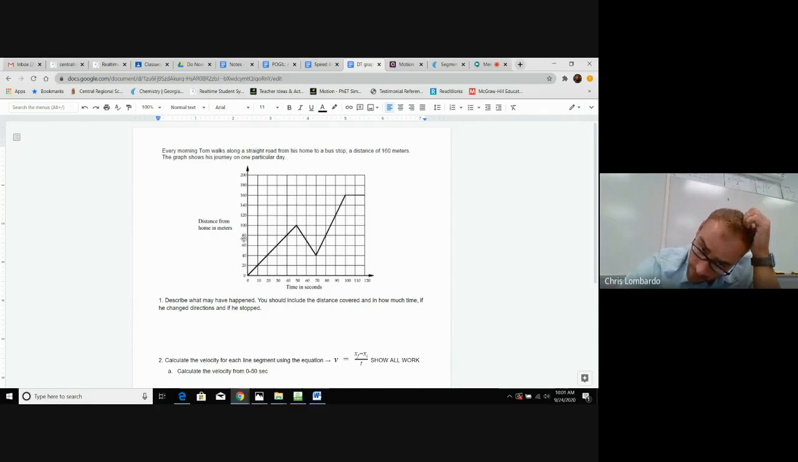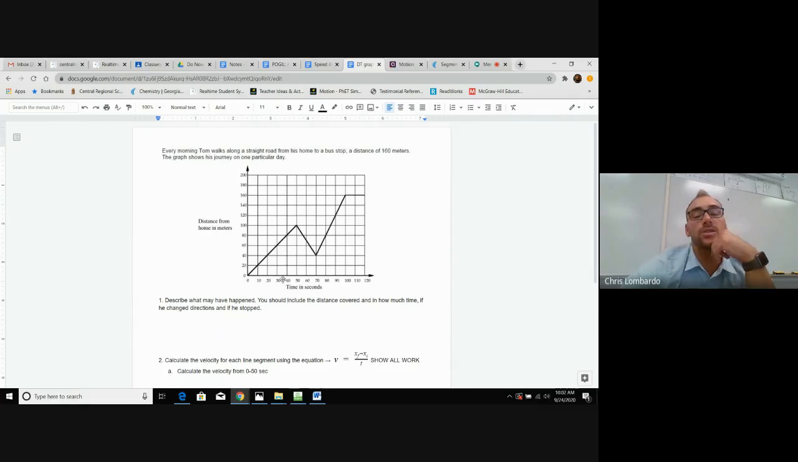They want us to describe what happens over this journey. You should include the distance covered, how much time, if they change directions, if they stop. So you guys are going to do that. Remember, positive slope is moving away from your starting position, negative slope is moving back towards it. When you go from a positive slope to a negative slope, it indicates a change in direction. A flat line indicates that you're stopped.